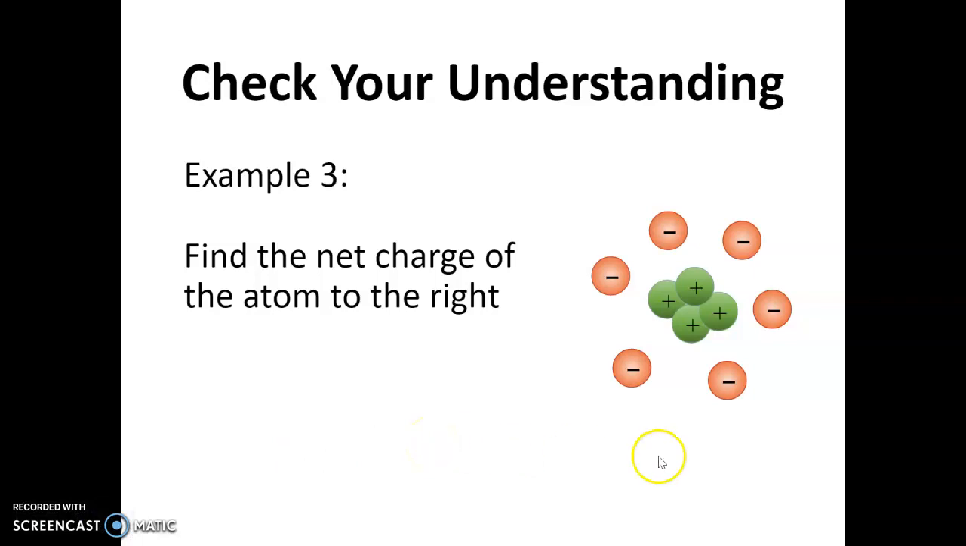And finally, we have a nucleus with 4 protons still. Again, we're not changing the protons, so 4 plus, and then 1, 2, 3, 4, 5, 6 negative electrons. So +4 plus -6 is going to give us an overall charge of -2.